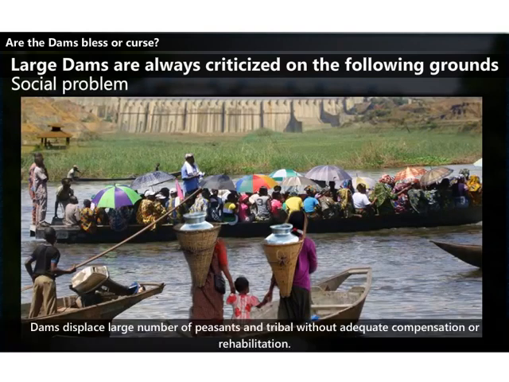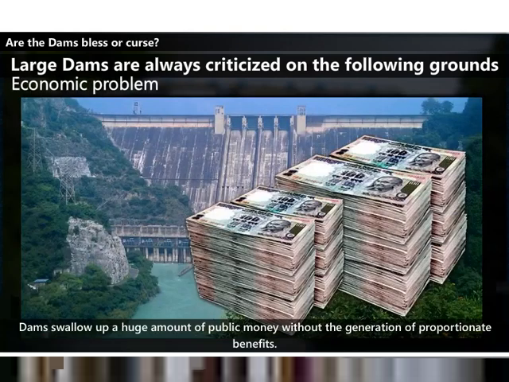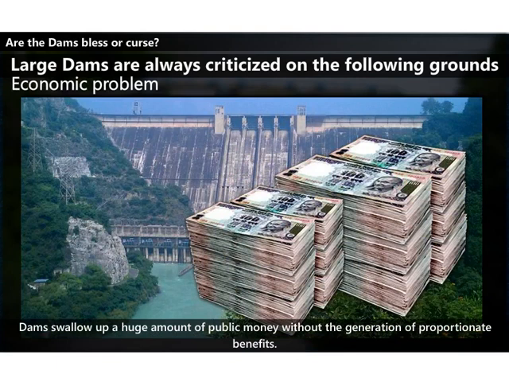Social problem. Dams displace large number of peasants and tribals without adequate compensation or rehabilitation. Economic problem. Dams swallow up a huge amount of public money without the generation of proportionate benefits.